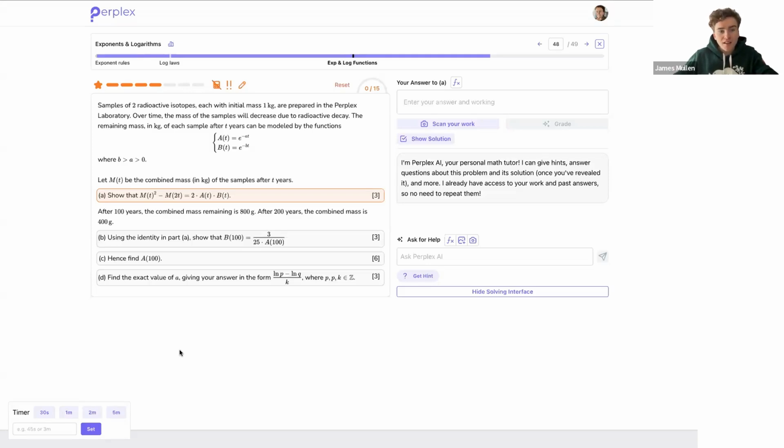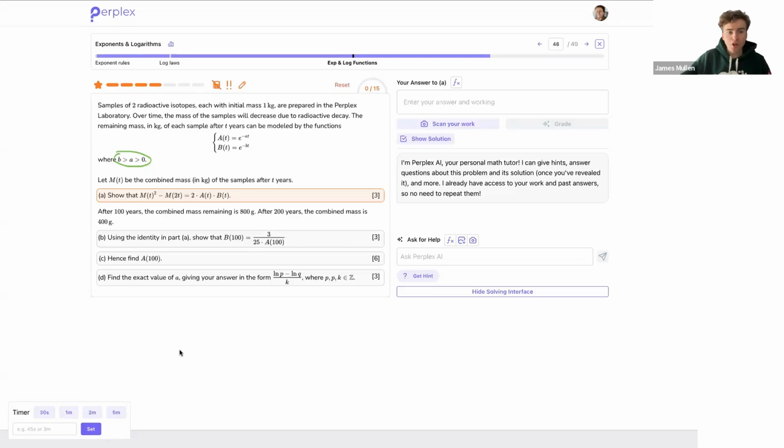And we have these equations that tell us the mass of sample A and the mass of sample B in kilograms after t years. So the mass of sample A is e to the negative a t, and the mass of sample B is e to the power of negative b t. And we're told that b is greater than a is greater than 0. Pay attention to this fact. We're going to need it in a second, okay? We're going to need it in, I think, part C or D.